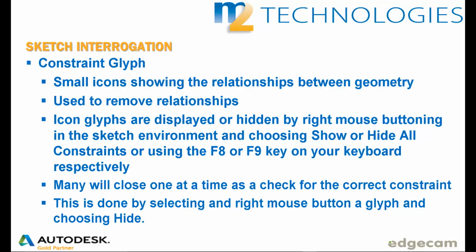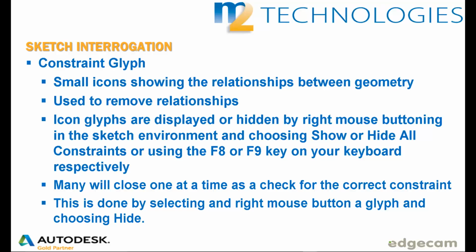Now, to get rid of those, since this is probably going to fill the screen up depending on the complexity of your sketch, you can hide them by right-clicking over a shown glyph and then selecting Hide. There are also several other options we'll get to in a second. If you want to hide all of them, you could easily do so by right-clicking in the sketching background again and selecting Hide All Constraints, or alternatively use the F9 key.